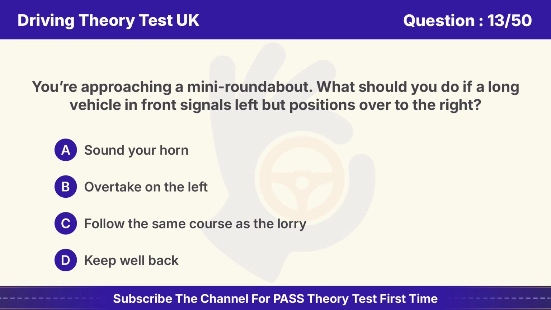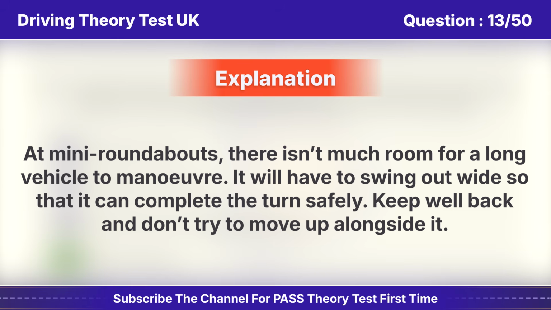Question 13. You're approaching a mini roundabout. What should you do if a long vehicle in front signals left but positions over to the right? Answer is D. Keep well back. At mini roundabouts, there isn't much room for a long vehicle to maneuver. It will have to swing out wide so that it can complete the turn safely. Keep well back and don't try to move up alongside it.